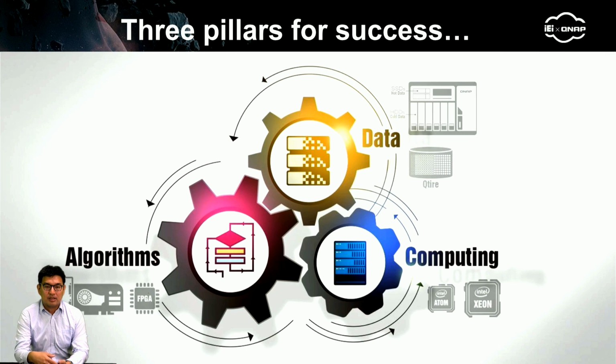And for the algorithm, we already have QUAI, which works with Intel OpenVINO for model optimization. So for the algorithm part, you can easily use QUAI and OpenVINO to do the training and the inference. And for computing power, if your current system doesn't have enough, you can use the CPU card, FPGA card, and VPU card provided by IEI to add more computing power to your current system.